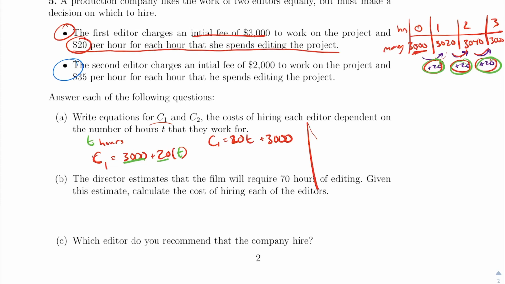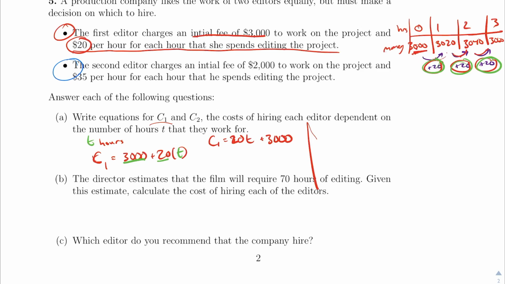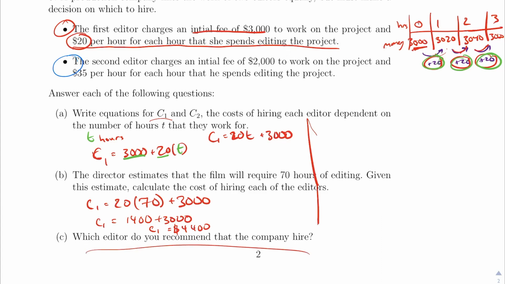Okay? So then next up for part B, it says the director estimates that the film will require 70 hours of editing. Given this estimate, calculate the cost of hiring each of the editors. So since we have the equation for C1, we can plug in 70. So 20 times 70 hours plus 3,000 becomes C1 equals 1,400 plus 3,000. C1 is equal to $4,400. In order to find the next one, you'll need to do the math to actually compute from the equation that you find what value you'll get. So the next step, based on that, you can decide which editor they should hire.